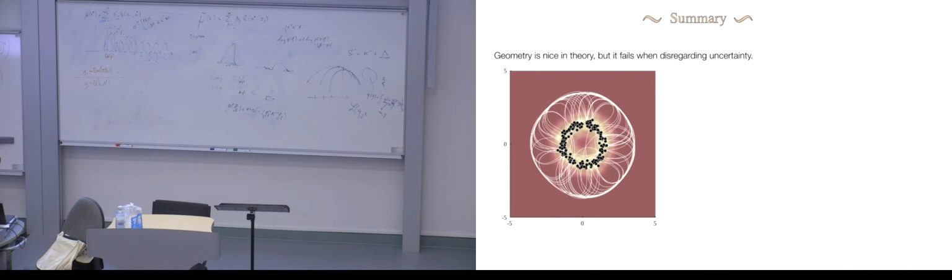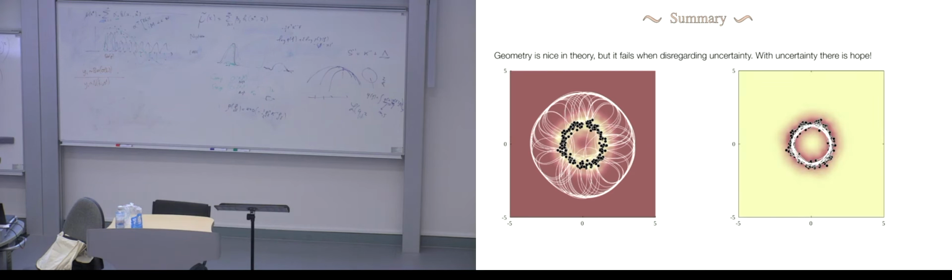So the basic summary is that geometry is nice. It solves the identifiability problem in theory. In practice, it doesn't work unless you treat the decoder function distributionally. You need to work with the full posterior, not just its mode. But with that uncertainty, there is hope. Now, the only issue is that getting access to uncertainty is hard. GPs solve a big part of the math question, and that's super nice. So there's somehow hope for this direction.